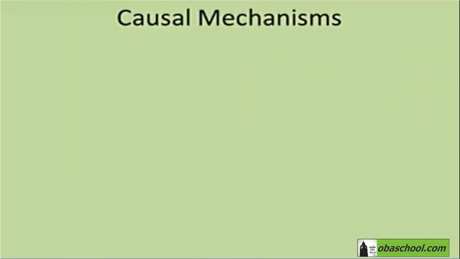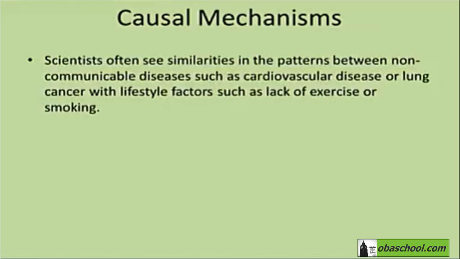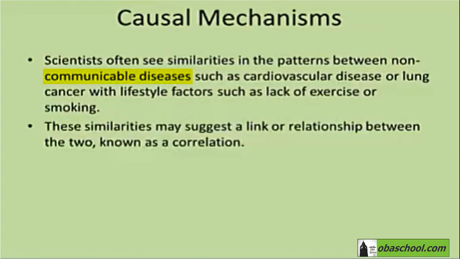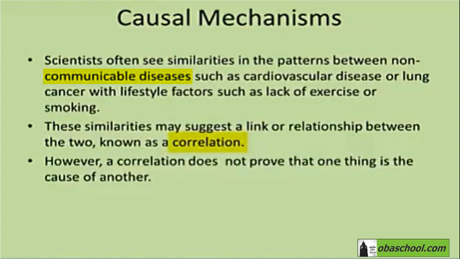Causal mechanisms. Scientists often see similarities in the patterns between non-communicable diseases such as cardiovascular disease or lung cancer with lifestyle factors such as lack of exercise or smoking. These similarities may suggest a link or a relationship between the two. This is what we call a correlation. However, a correlation does not prove that one thing is the cause of another. Correlation is different from causation.